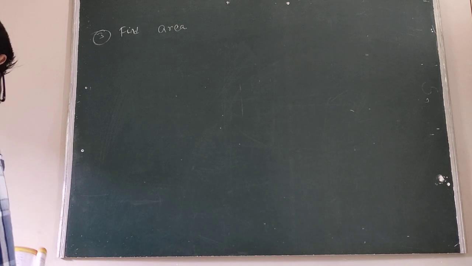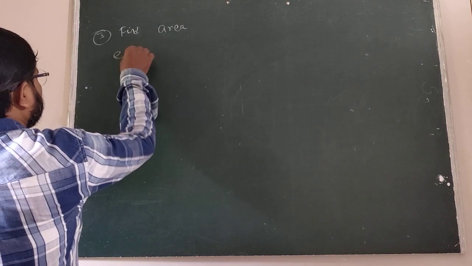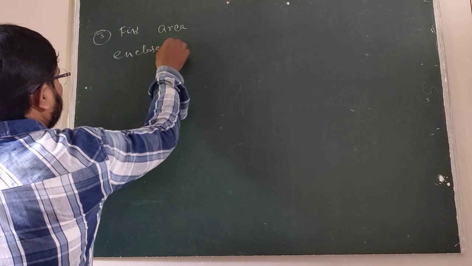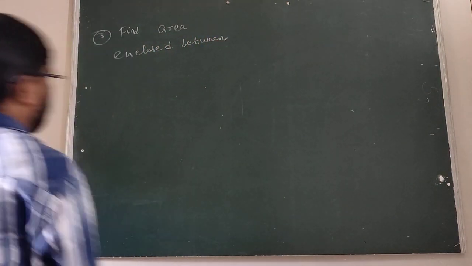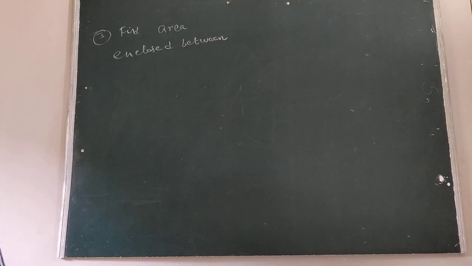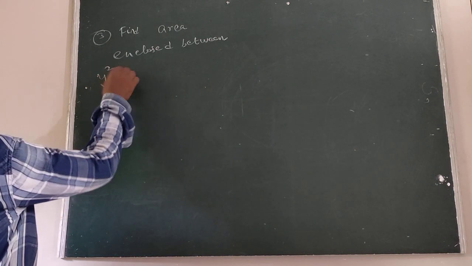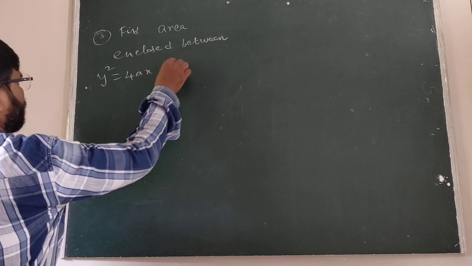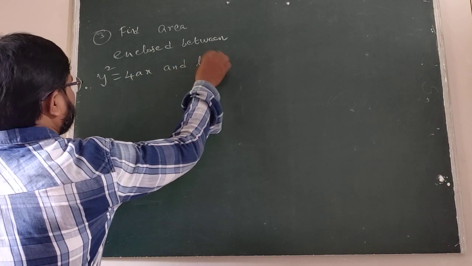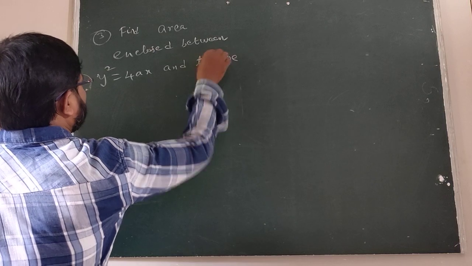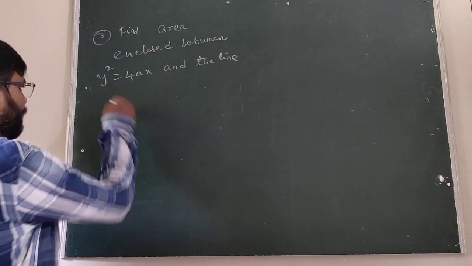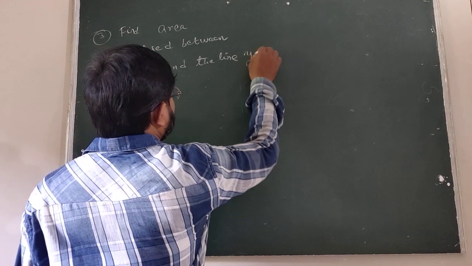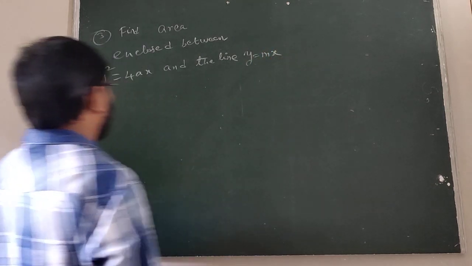Find the area enclosed between y squared equal to 4ax and the line y equal to mx.